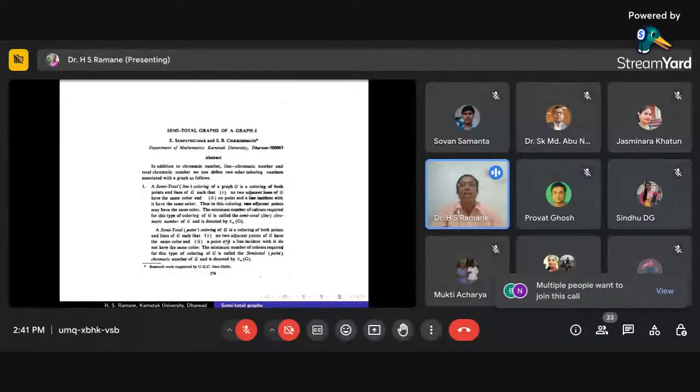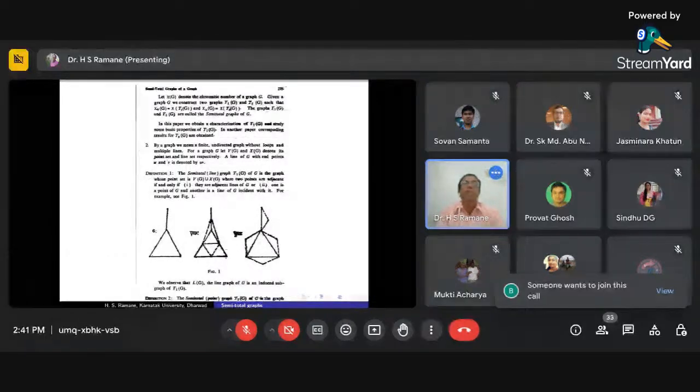Similarly, semi-total point coloring is a coloring of both points and lines such that no two adjacent points of G have the same color, and a point and a line incident with it do not have the same color. So first he defined semi-total line coloring and semi-total point coloring. Then we'll go for this. So this is the second page of that paper.